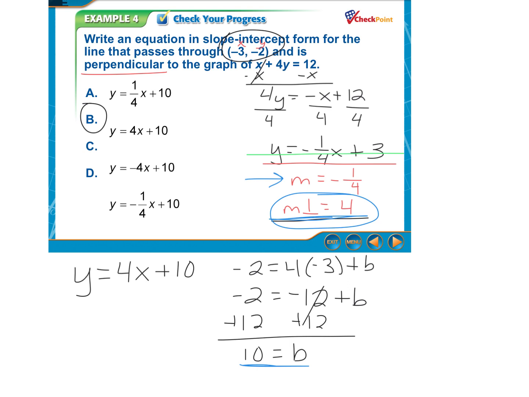Parallel means what? Same. How do you know they're parallel? Same exact slope, same sign, same fraction, same number. What do you know about perpendicular slope? The sign is opposite and the fraction is flipped, or the number is the reciprocal. So opposite sign, reciprocal of the fraction. Got it? All right.